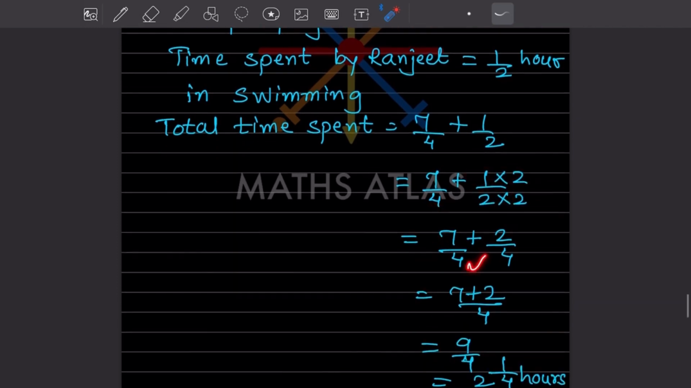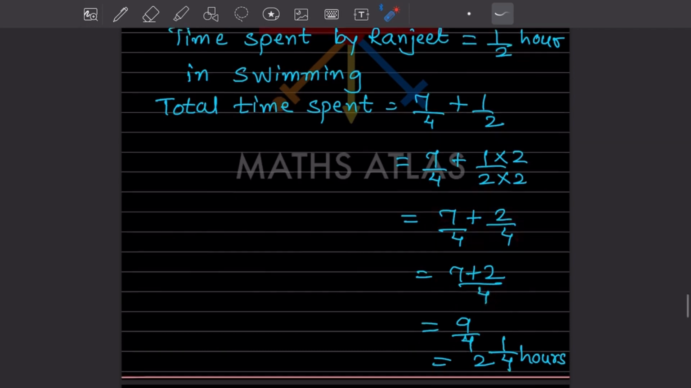So now you can see the 4 is common. For both of them we will take it here, because in both places we have 4, and this you are going to add. So that will be 9 by 4.